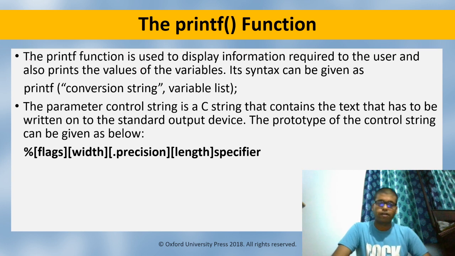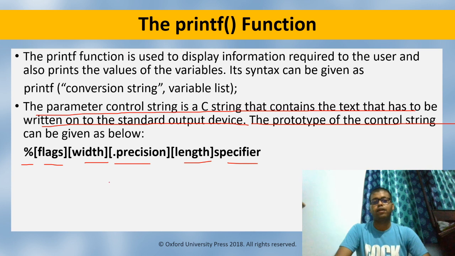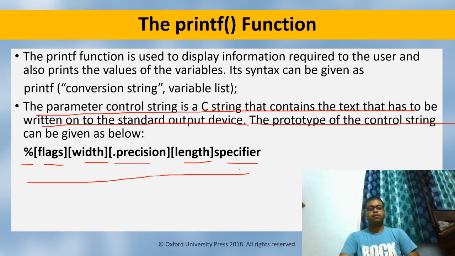Now we go to the printf function. We have already known these functions. In printf, the parameter, the control C string, is the content text that has to be written on the standard output device. The prototype of the control string should be like this: %flags width, precision, length, specifier. So that is the format.